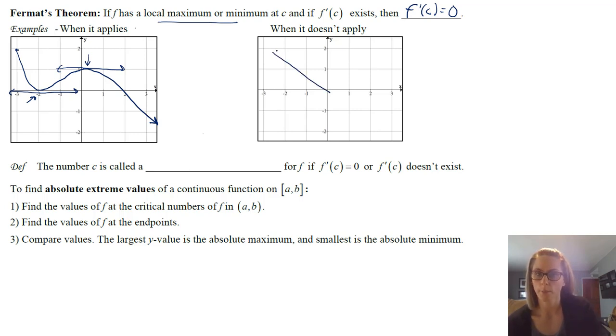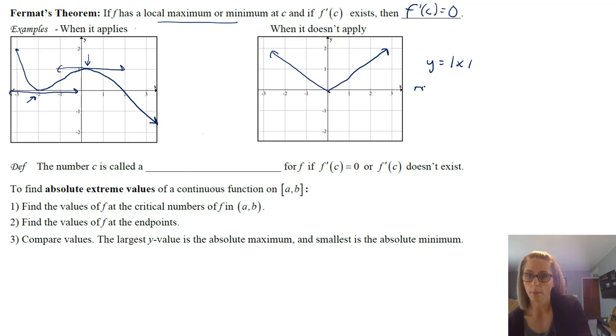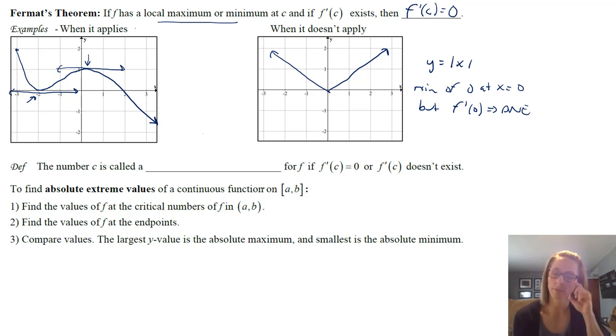So when does Fermat's theorem not apply? An example would be our very popular one, that we've seen many times, the absolute value function. y equals absolute value of x. Now in a case like this, we do have a minimum of 0 at x equals 0. Not particularly exciting. But f prime of 0 does not exist. There is not an actual value there for the derivative, because it's a sharp corner. So what I want you to see is, because this does not exist, the derivative at that point is not in fact 0.